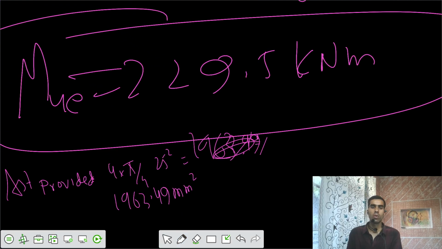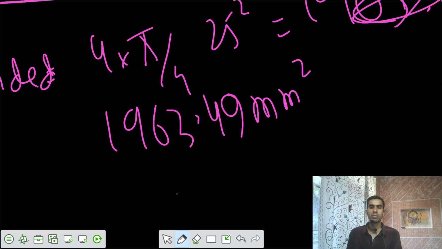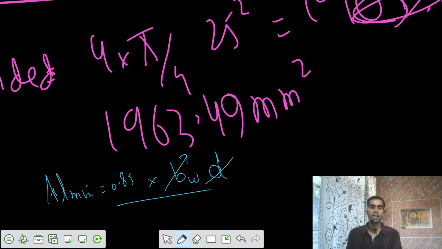Now I would say what are the limiting conditions we can have. One of the conditions is that AST minimum is 0.85 BD by FY, where B is BW and D is small d, that was 550, BW is 300, FY is 250. Let's solve that. 0.85 by FY into 300 into 550, that is 561. That is lesser, so 561, that's safe. So our provided steel is more than that.